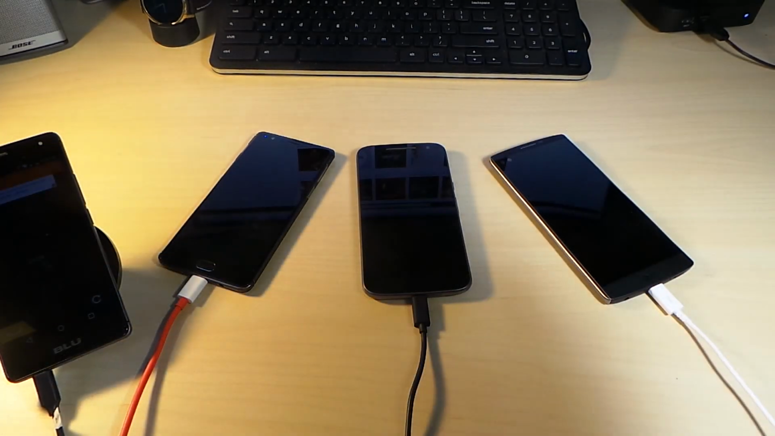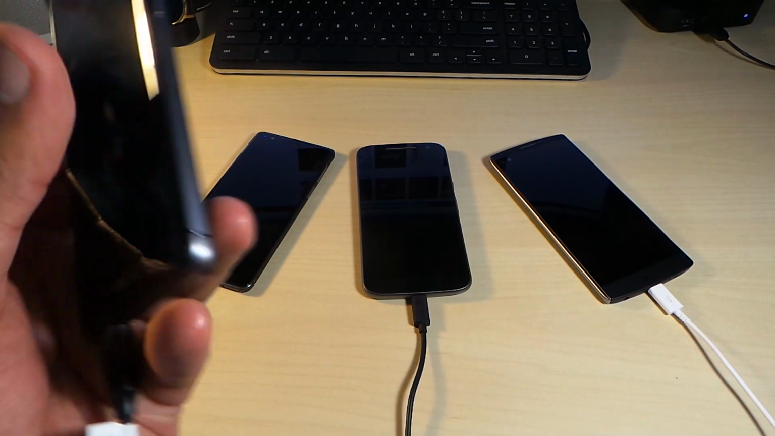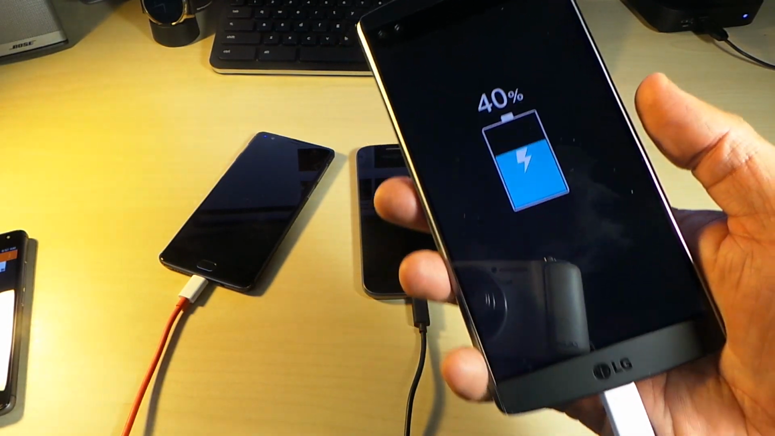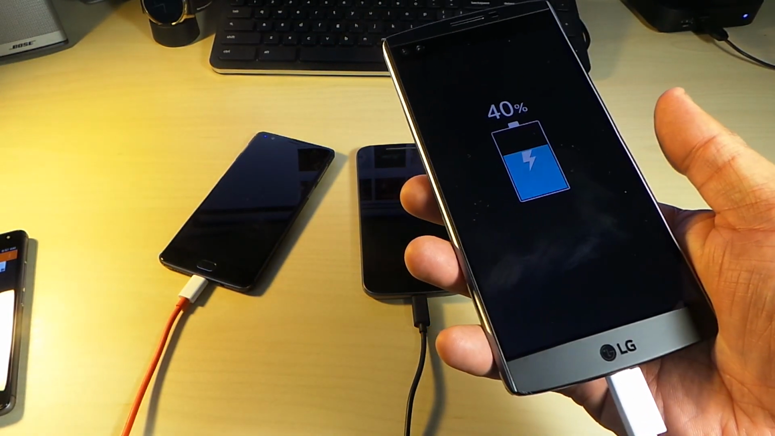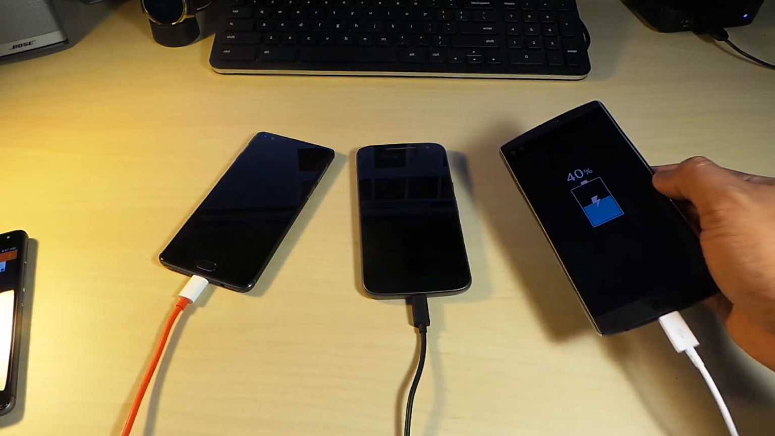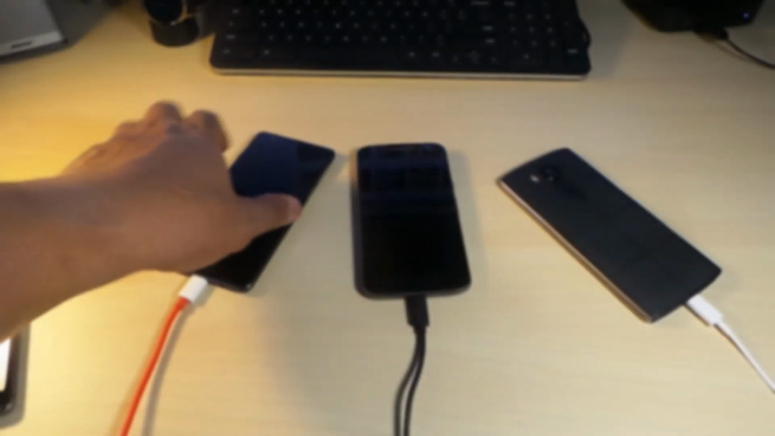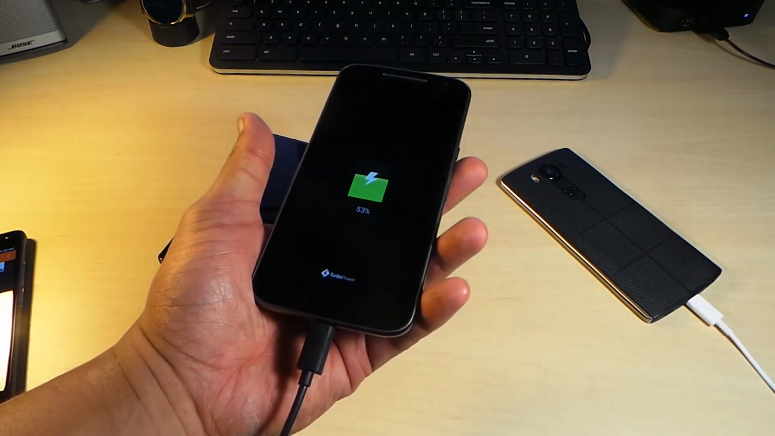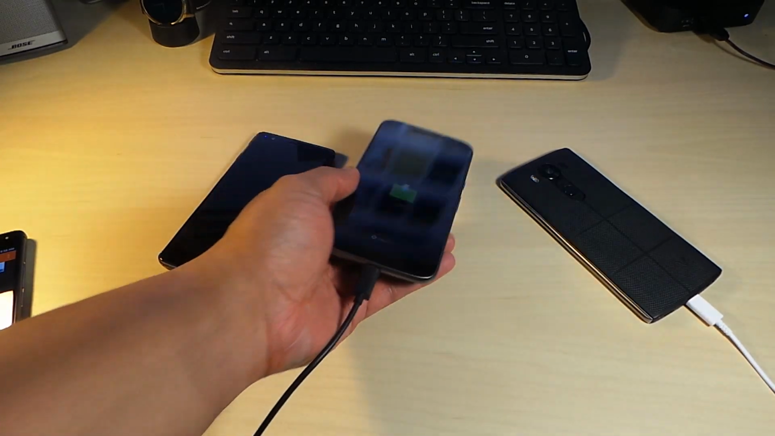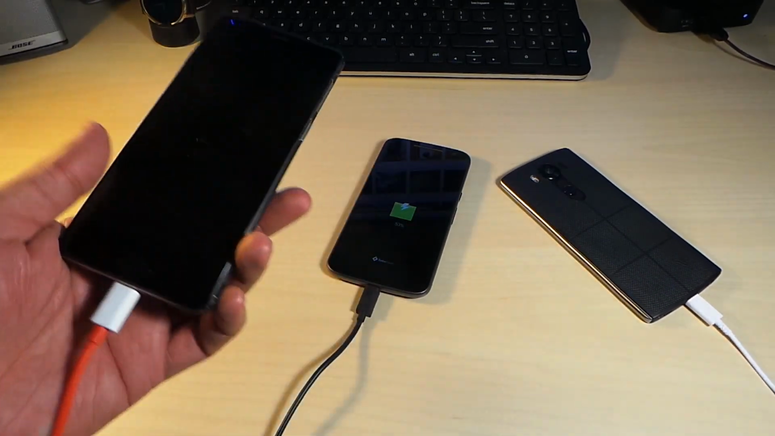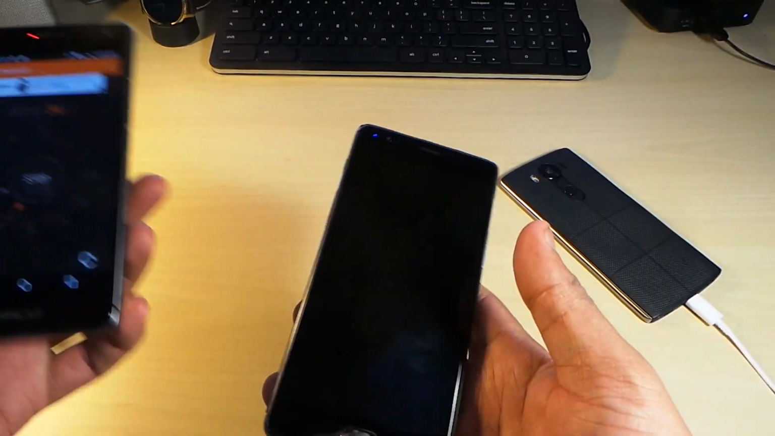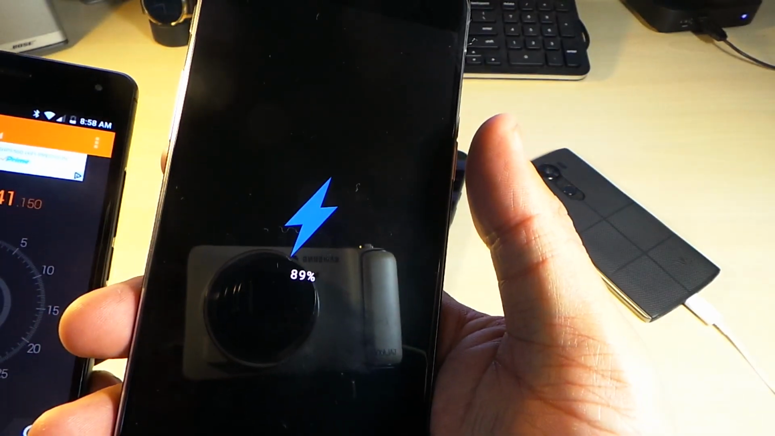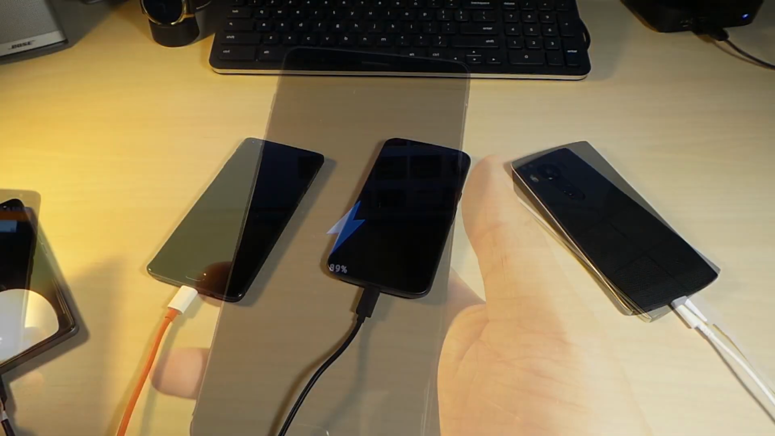We're at the 40-minute mark. Let me just show you guys. 40% on the LG. So that's like a percentage a minute. So 40 minutes, or say 41 minutes. Let's see. We're at 53% on the Moto G4. And OnePlus 3. At 41 minutes, the OnePlus 3 is at how much? 89%.